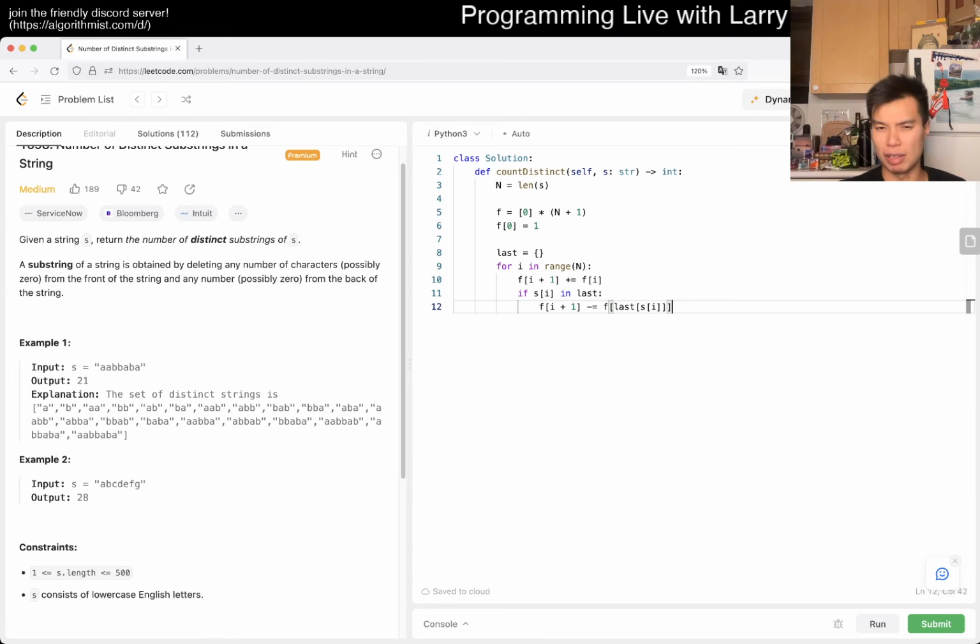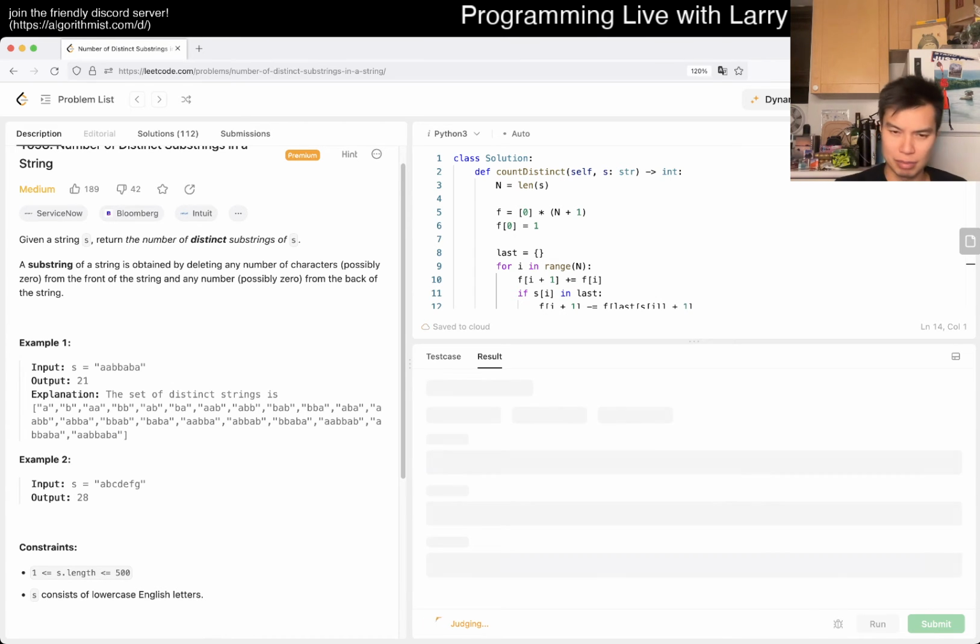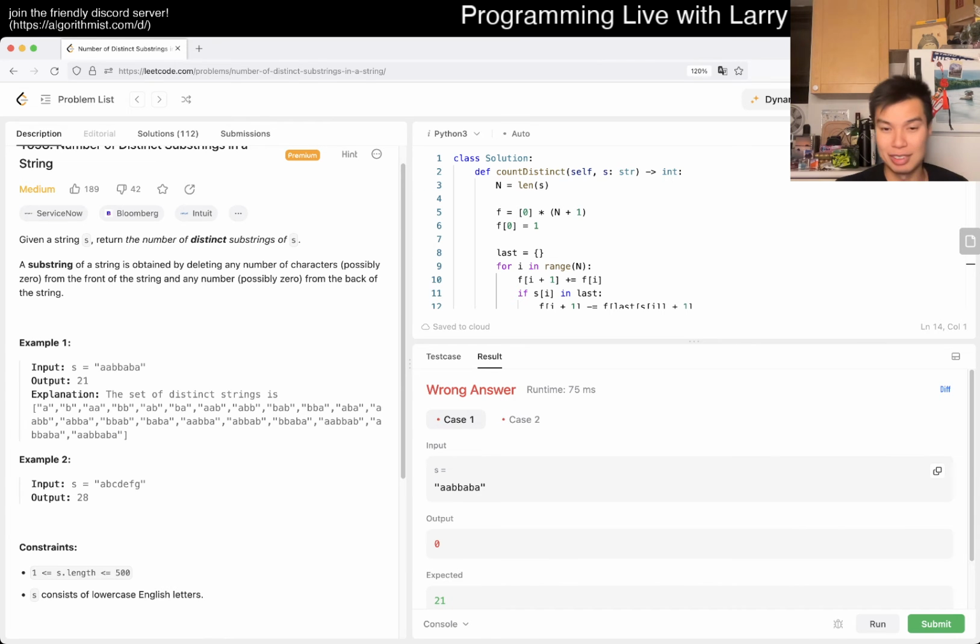Maybe it's off by 1, I think. Well, I don't know that yet because we don't do anything yet. But last of S of I is equal to I, and because this is I plus 1, I think this is I plus 1, right? And then we return F of N. Something like that? Or am I just really weird? Guess we'll see very soon.